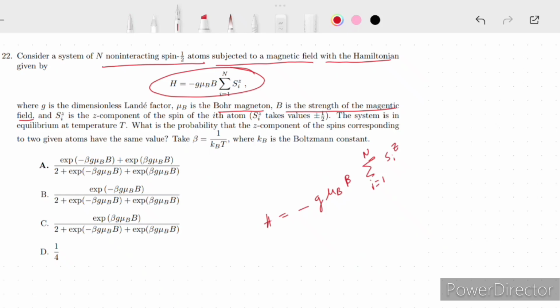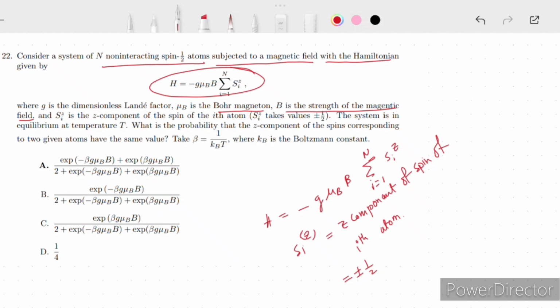The z component of the spin of the ith atom, and it has a value plus or minus half. Okay, please remember.